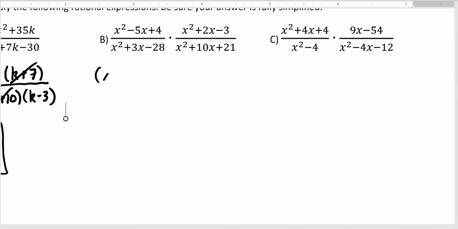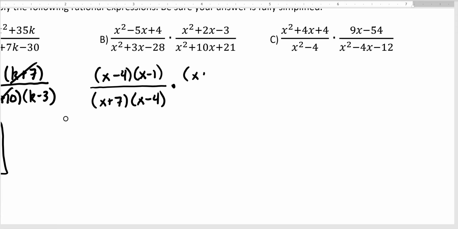Yeehaw! So this first one's going to be x minus 4 and x minus 1. And then let's see, what are we going to have here? We're going to have x plus 7 and x minus 4. And we're going to multiply that by, let's see, we have x plus 3 and x minus 1. And then x plus 7 and x plus 3.